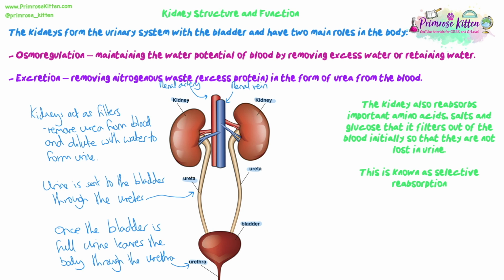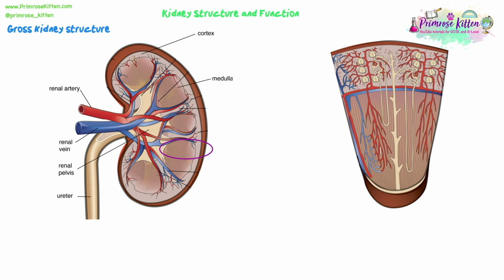And then the other process is obviously the osmoregulation and to do with water as well. So we've got a couple of roles, and we'll talk through as we move through the kidney how those happen. So let's start by looking at the gross kidney structure, the overall kidney structure from quite far away before we zoom in and see a bit closer.